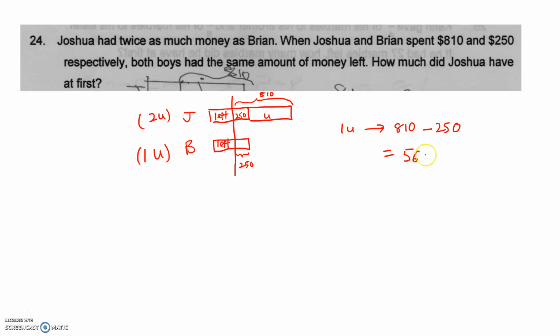Okay, 560. Now, if 1 unit is equal to 560, you have 2 units, what? Joshua is 2 units, right? Just now I wrote here already, Joshua is 2 units. So 2 units will be 2 times 560, which will give you 1120. Okay, this one is your answer, 1120.